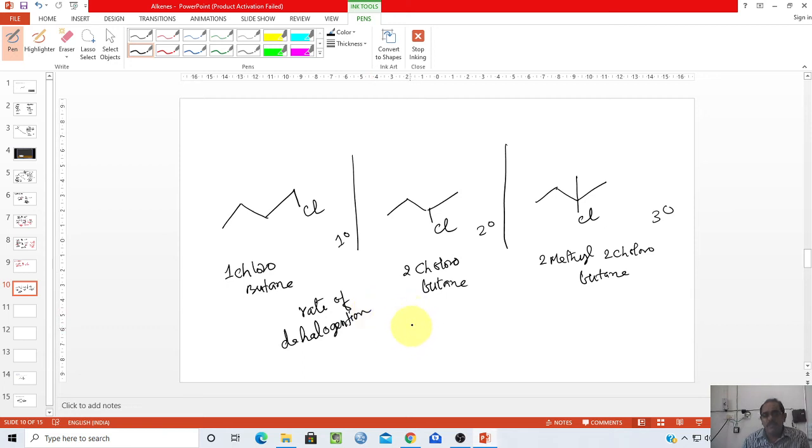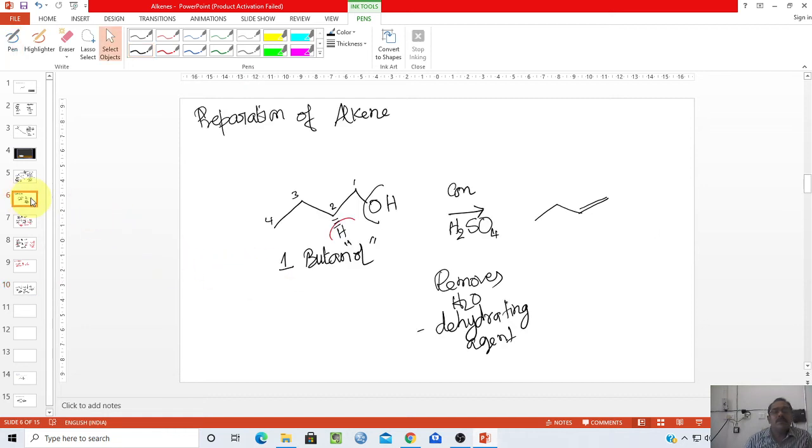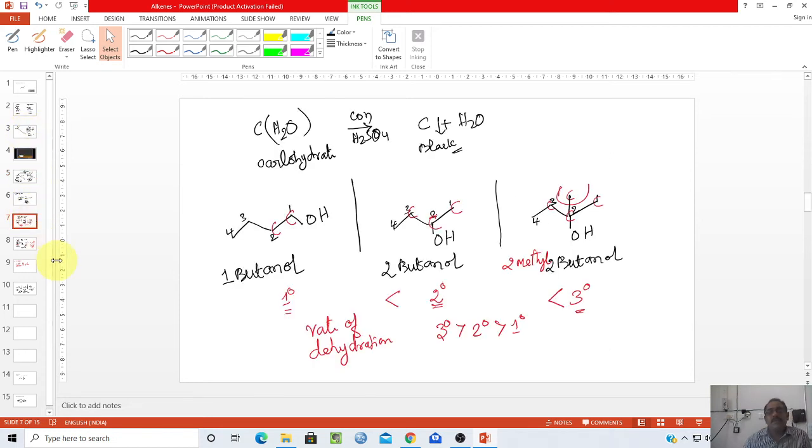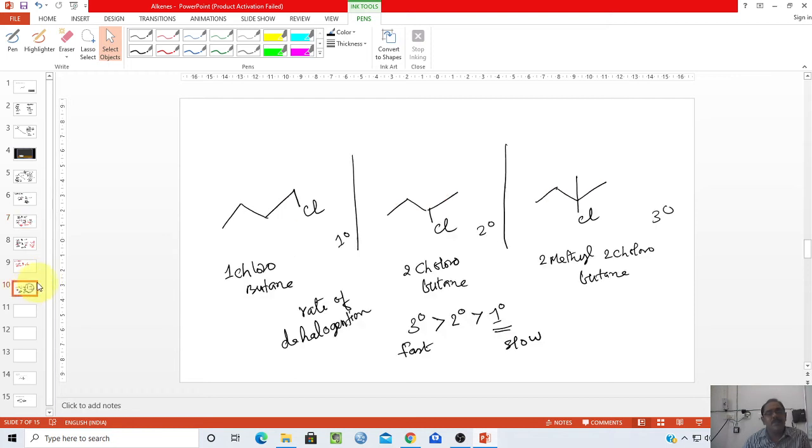The tertiary halide undergoes the reaction very fast, faster than the secondary, which is faster than the primary. So this is fast and this is slow. Same thing we have seen in the case of alcohols, the rate of dehydration, here also the same thing.